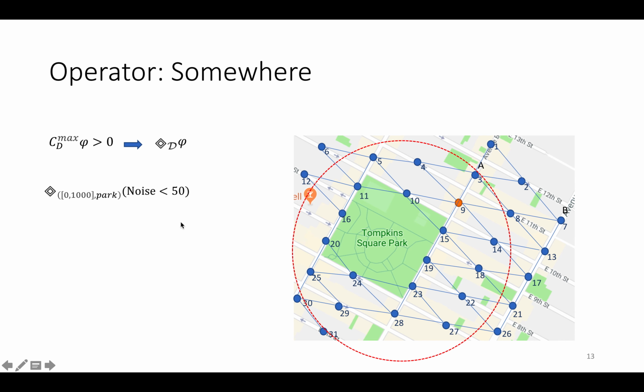And here is another example: somewhere within 1,000 meters of this park, the noise level should be less than 50 dB. With these spatial aggregation and counting operators, we can easily specify and verify city requirements in a way that none of the previous specification languages can.